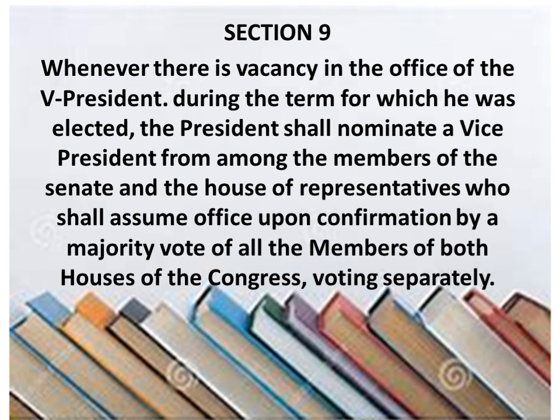Section 9. Whenever there is a vacancy in the office of the Vice President during the term for which he was elected, the President shall nominate a Vice President from among the members of the Senate and the House of Representatives, who shall assume office upon confirmation by a majority vote of all the members of both houses of the Congress, voting separately.